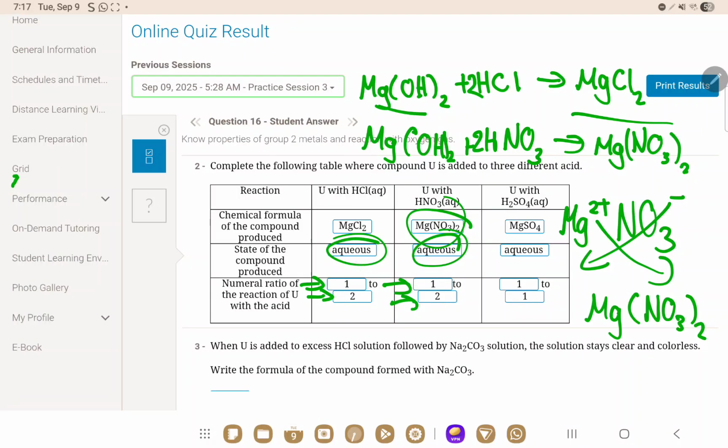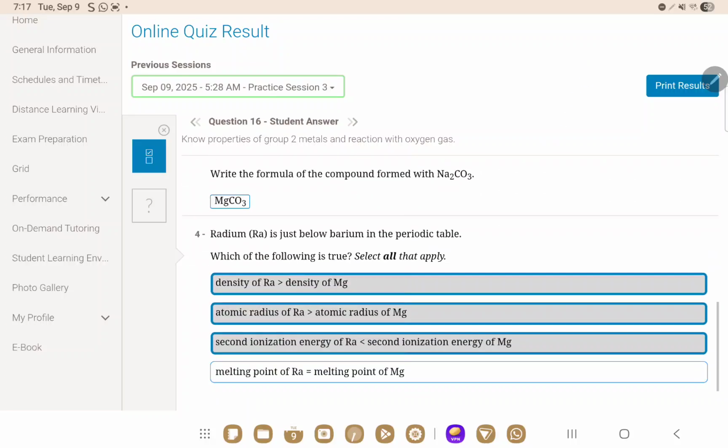Now with H2SO4, SO4 has a charge of 2 minus and Mg is 2 plus. They cancel out, so it just forms MgSO4. It is aqueous, and since they cancel out, it is a 1-to-1 ratio. If you write aqueous with a capital A, by the way, it gives you wrong for some weird reason.